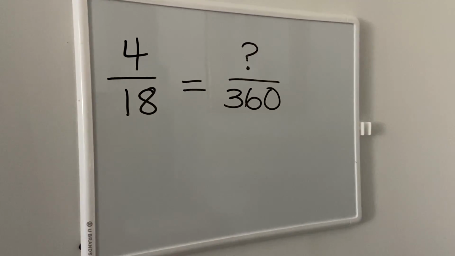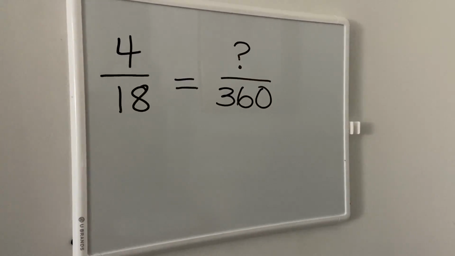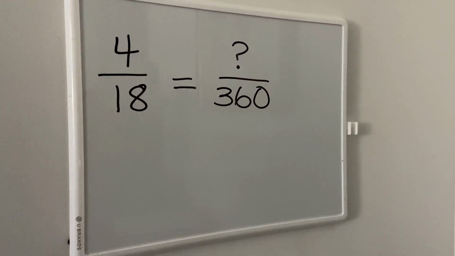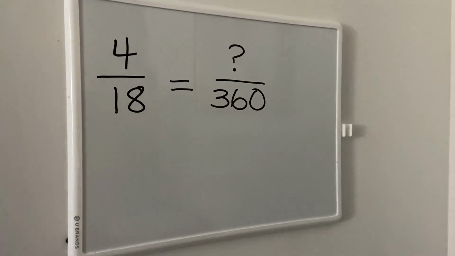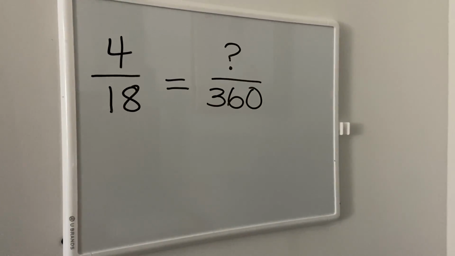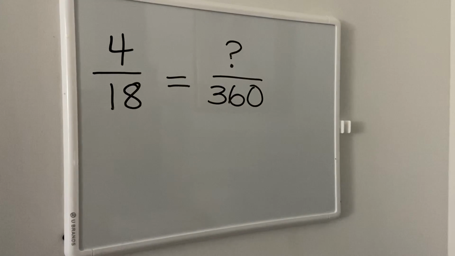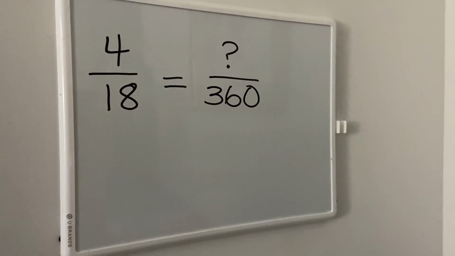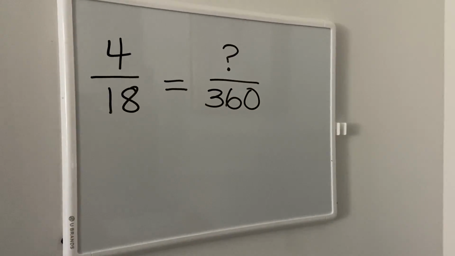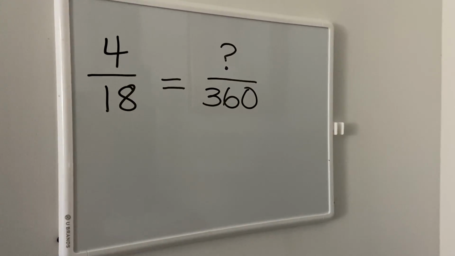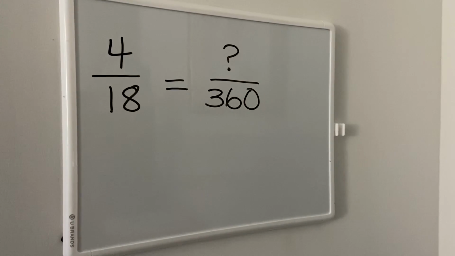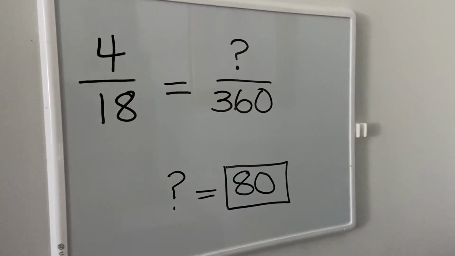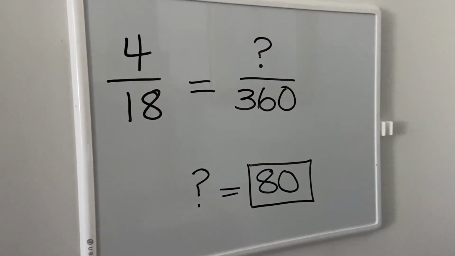This proportion. You've seen this before. What do you do? If you said that you should multiply 360 times 4 and then divide by 18 to find the missing value, you're absolutely correct. What would you get?